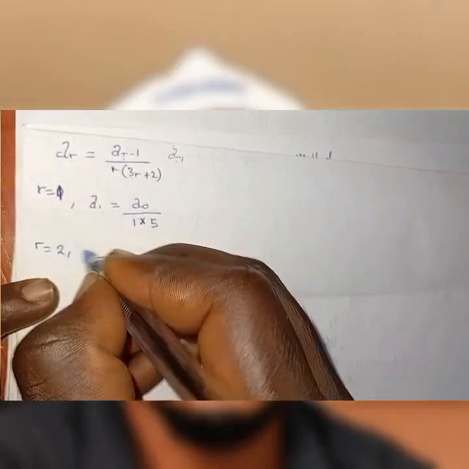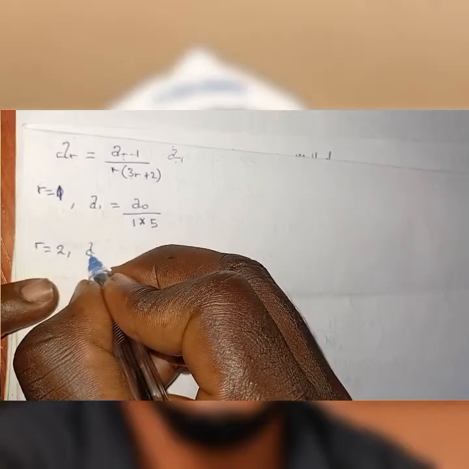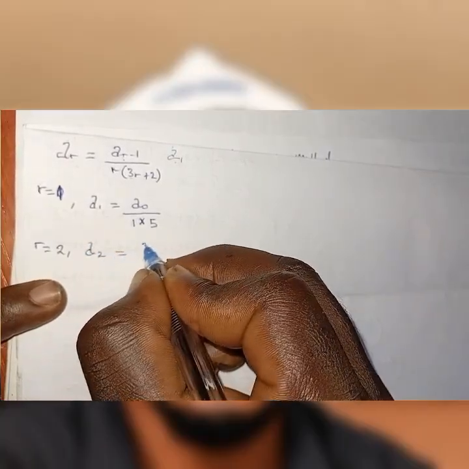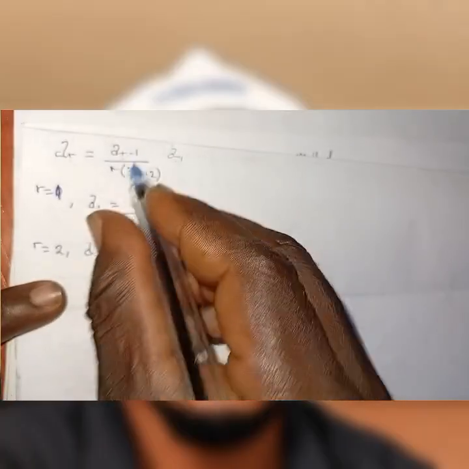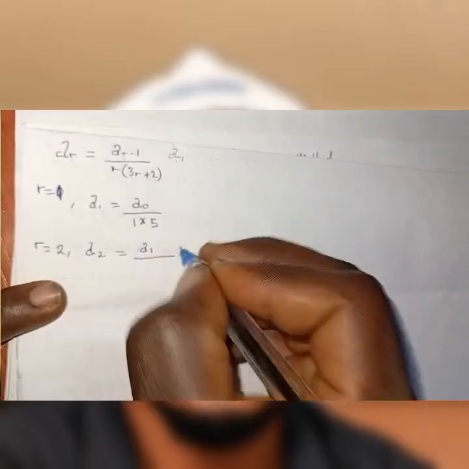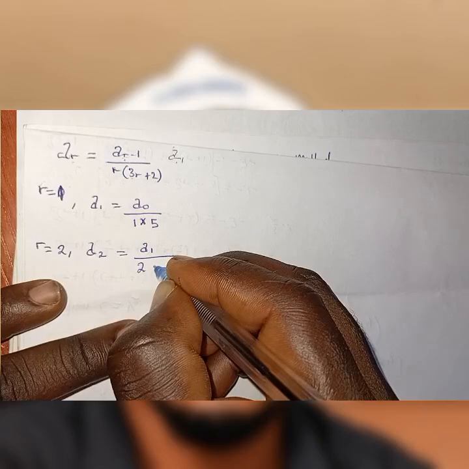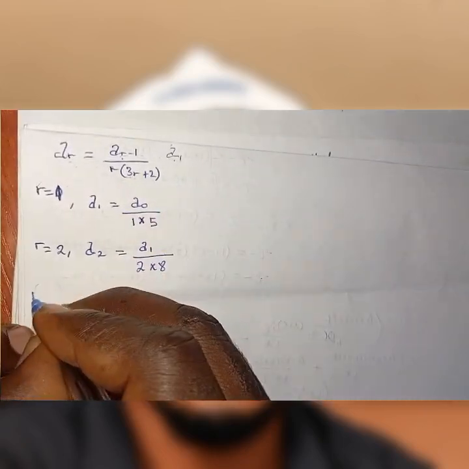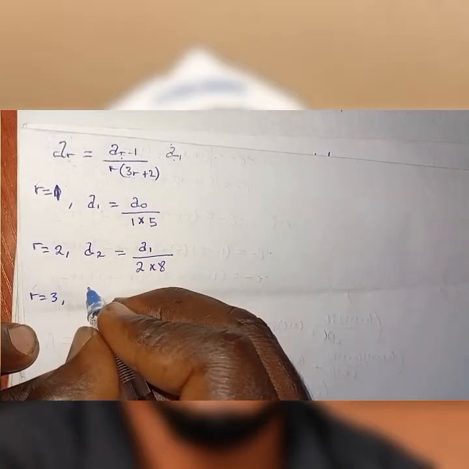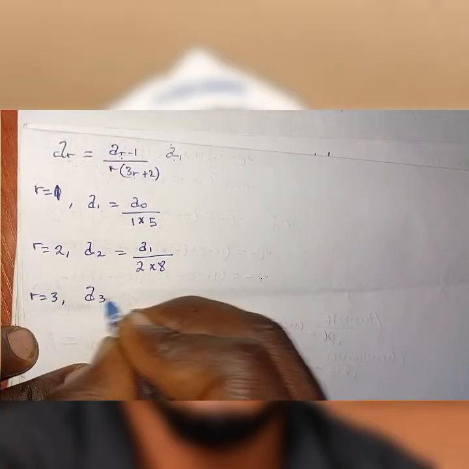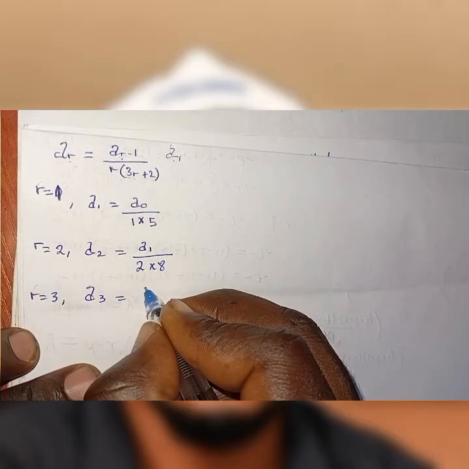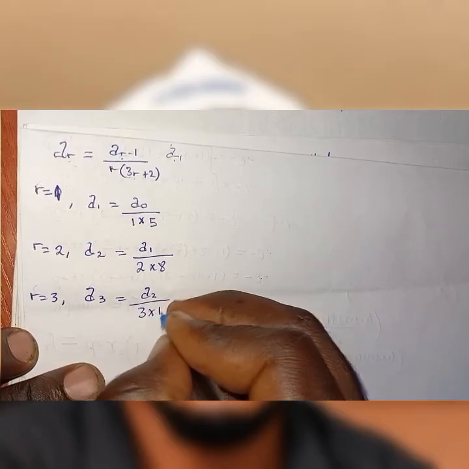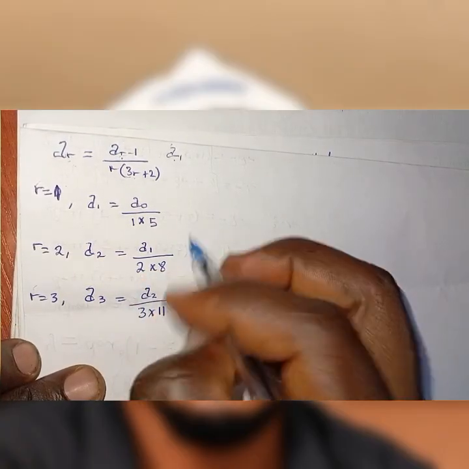When r equals to 2, we have a_2 equals a_1 over 2 multiplied by 8, that is 2 times (3 times 2 plus 2). Then when r equals to 3, you have a_3 equals a_2 over 3 times 11. Now let's stop there.